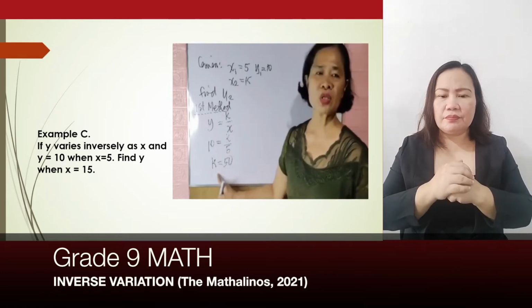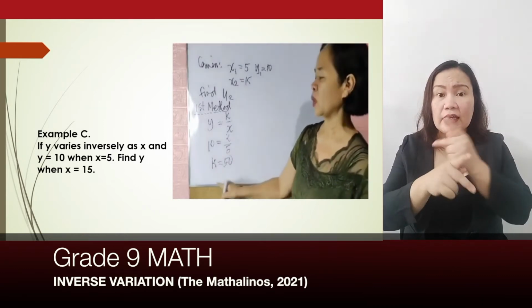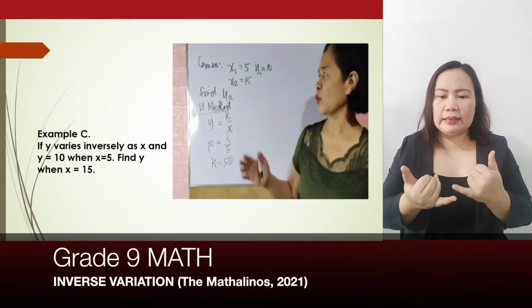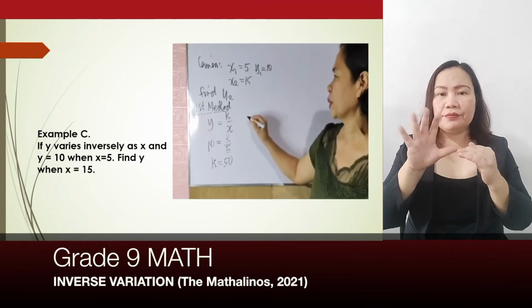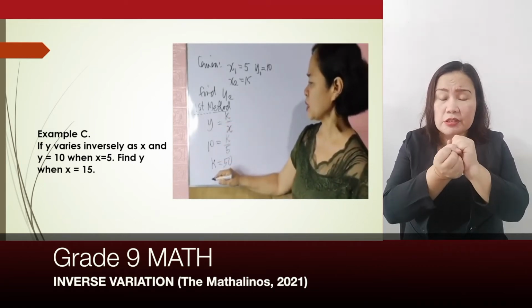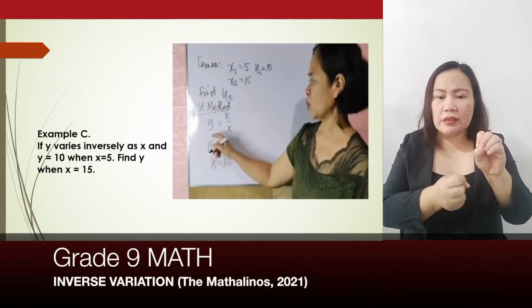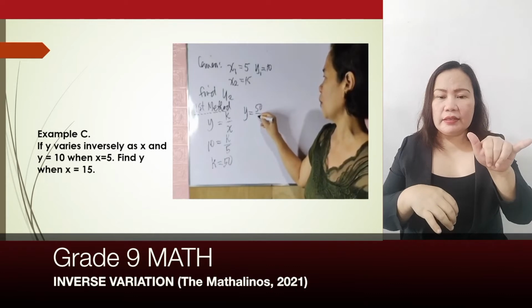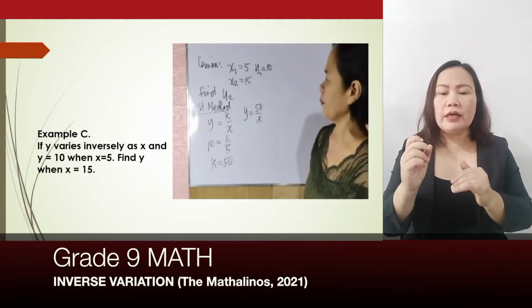So we now have the constant of variation, which is equal to 50. Let us find the equation of this problem. We substitute 50 into this equation, so it will become y is equal to 50 over x.